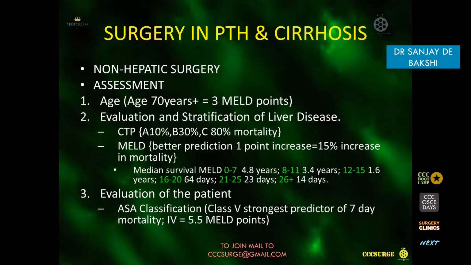Also, in the evaluation of the patient, the ASA classification, and class 5 has the strongest predictor for a 7-day mortality. For example, if you have an ASA 4, that adds 5.5 MELD points to the actual scoring. So if you're asked, what are the multivariate, what are the maximal predicting factors for poor results after surgery, it's age, it's the evaluation by stratification of liver disease. You can use the Child score, or instead of this Child score, you can use a MELD, and the ASA classification for evaluation of a patient.